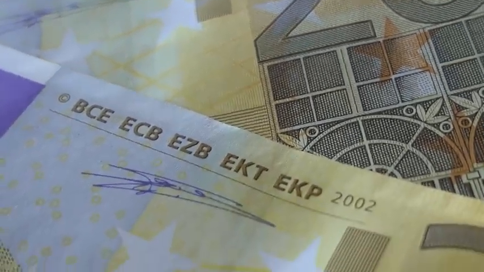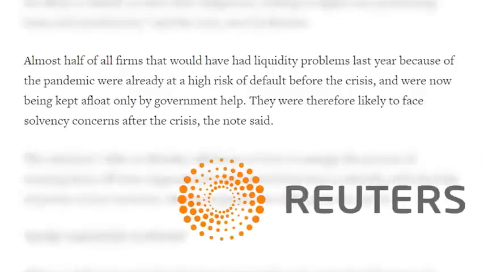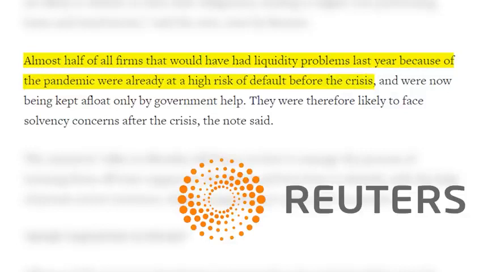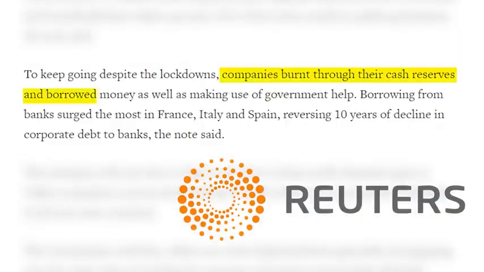And the EU seems to be aware of that. A European Commission note from February 2021 stated that almost half of all firms that would have had liquidity problems during 2020 because of the pandemic were already at a high risk of default before the crisis. According to the paper, due to the pandemic, the companies burnt not only through their own cash reserves and money provided by government funding, but also increased the amount of bank loans.